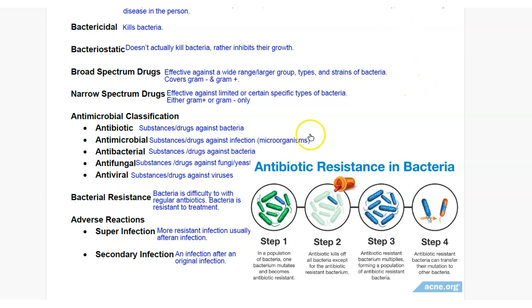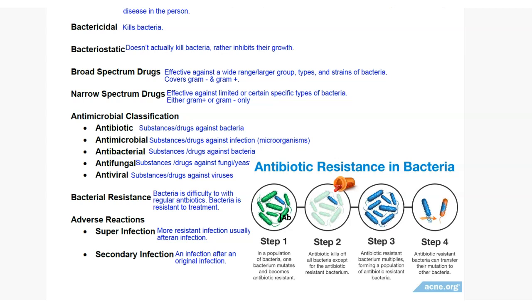This image right here demonstrates how bacterial resistance happens. Step one, there is a population of bacteria, and then there may be one that's mutated and becomes resistant to antibiotics. So what happens is we give the patient some antibiotics and it kills all the other susceptible bacteria except for the resistant ones, right? Because it's resistant to the antibiotic. It's really unable to penetrate that organism.